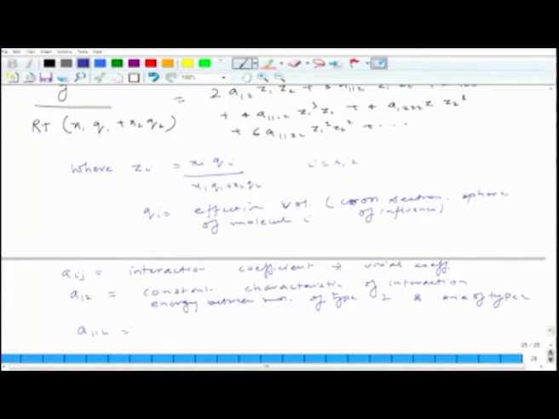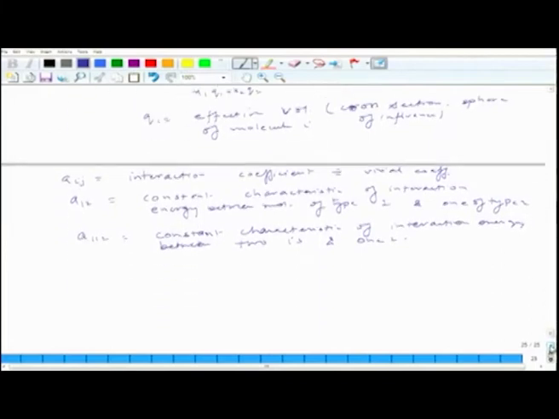Now A112 means there are 2 of type 1 and 1 of type 2. So that is the effective interaction between them. So this will be a constant characteristic of interaction energy between 2 1s and 1 2, okay, right. So this number, the prefix of this 2, comes from this combinatorial factor.